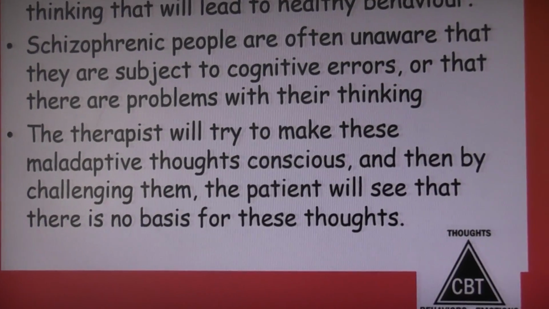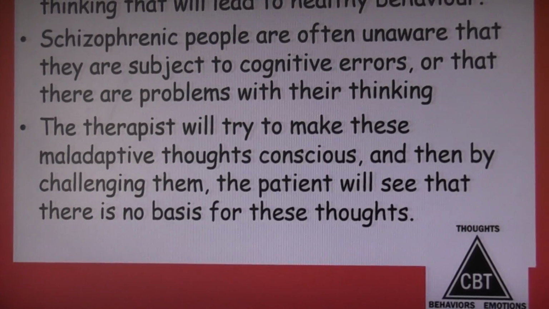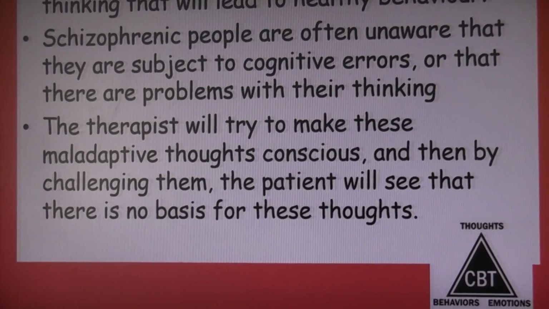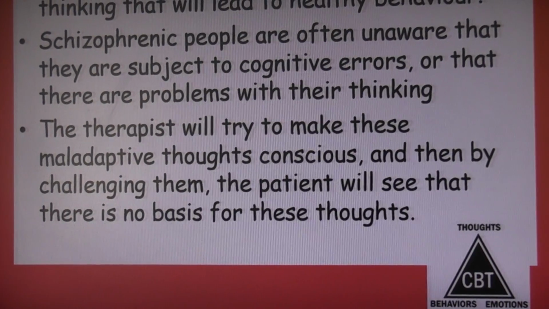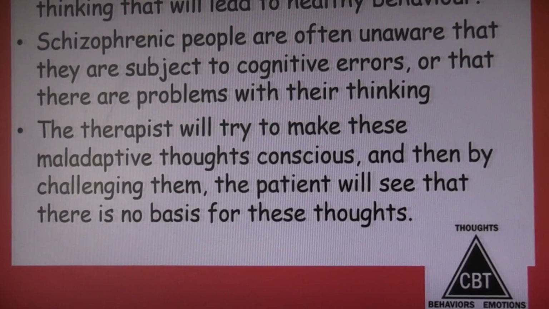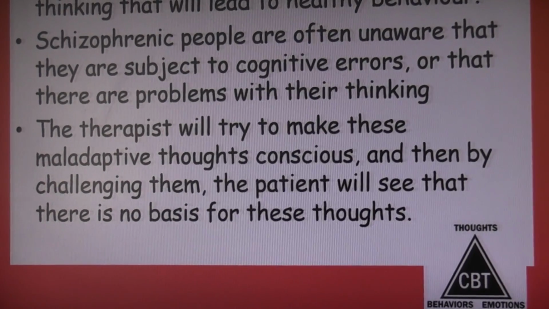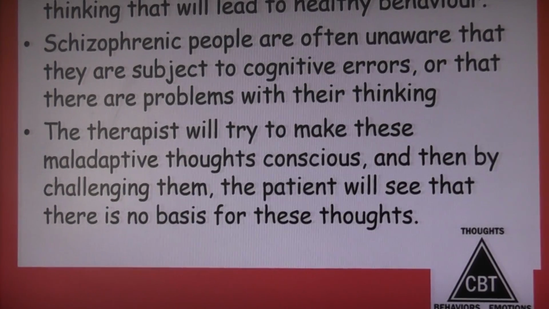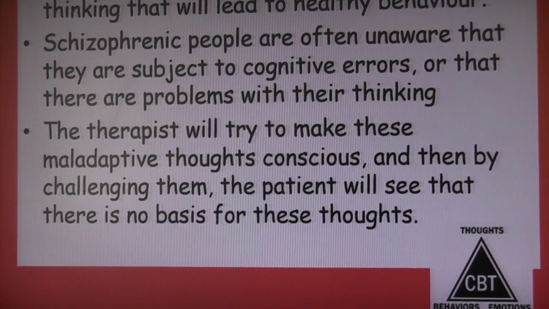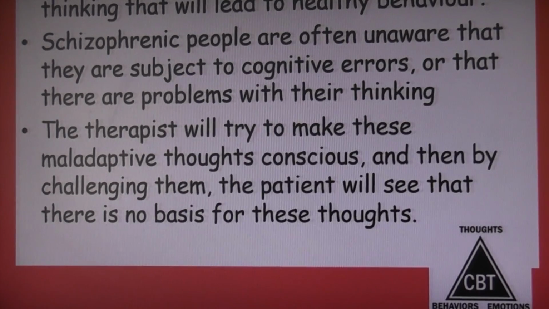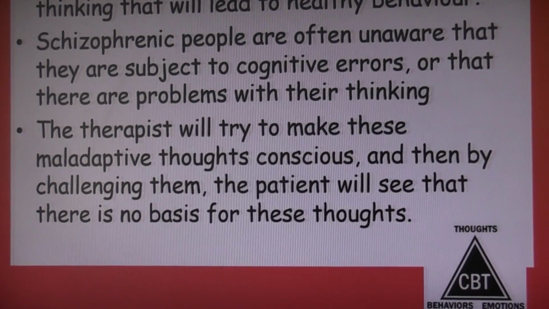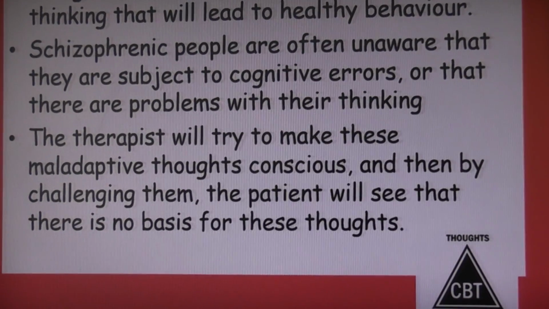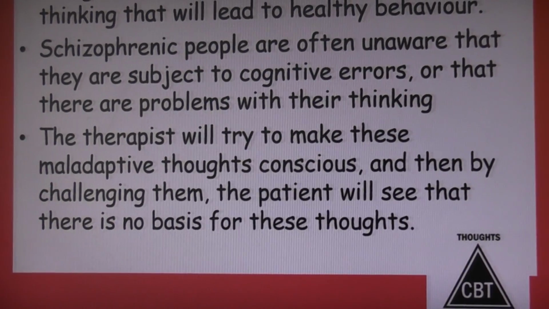One of the first things that the therapist needs to do is to help the patient to identify the maladaptive thoughts, make them conscious, encourage the patient to challenge them, and to understand that there is no basis for these thoughts. One example could be to challenge the voice in somebody's head and ask them for evidence that the voice exists, and to challenge this evidence and hopefully get the patient to see that there is no basis for these faulty thoughts.